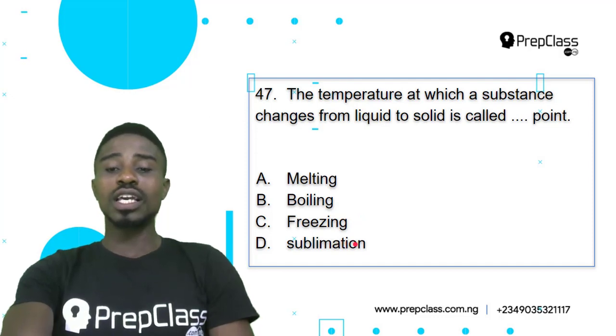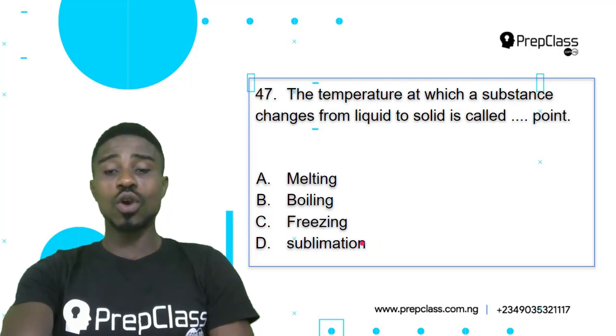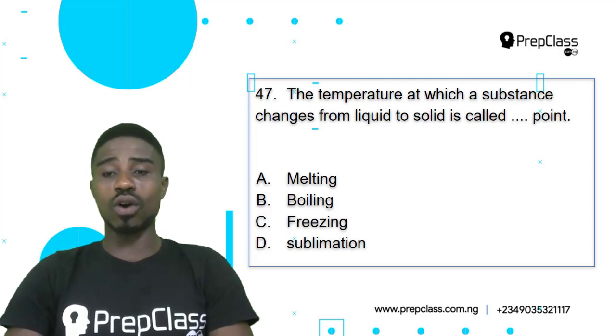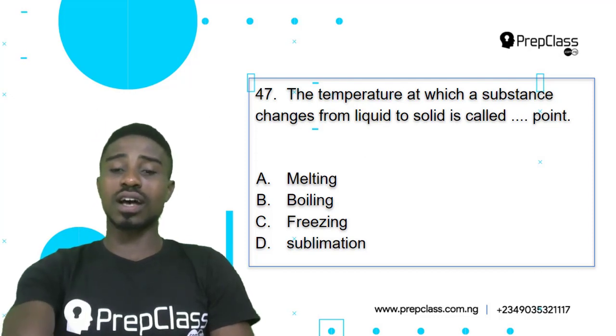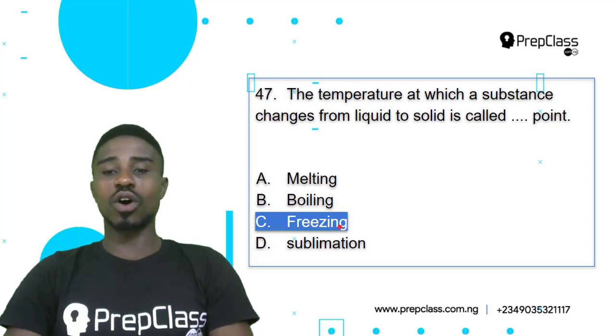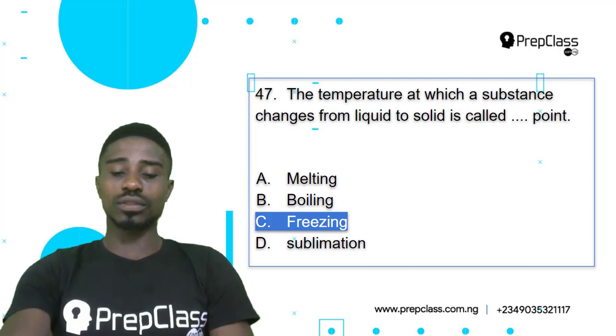And sublimation is a condition where a solid changes into gas. Some solids sublime, for example camphor. Camphor can change into gas over time, and as it goes through that process, it reduces in size. So our correct answer for question 47 is option C, freezing. Let's check it out. Question 47, option C, freezing, is our correct answer. Let's look at the next question.